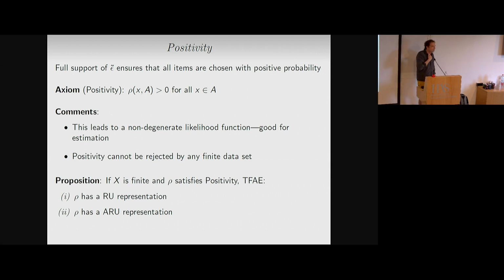Any rho with full support can be represented by an additive random utility? No, I'm saying that this proposition says any rho that satisfies positivity and random utility can be represented by additive random utility. Was that your question? Yeah.